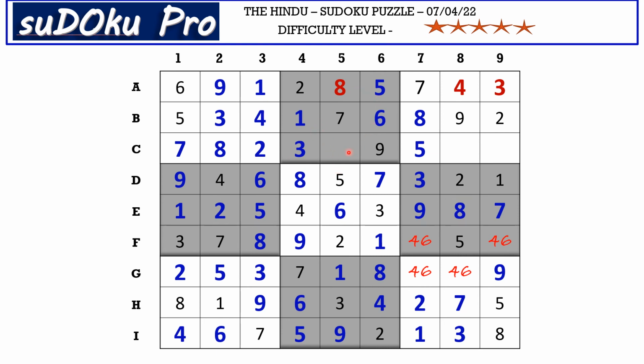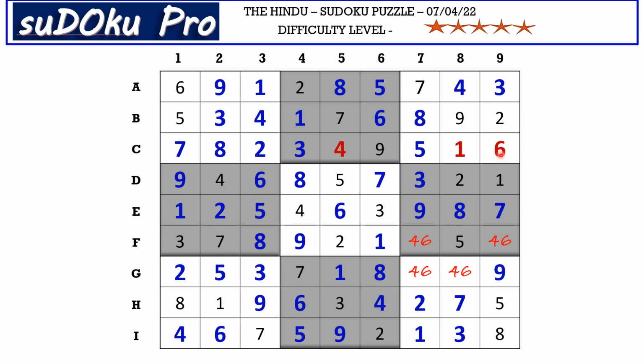Fine. Now in the second block the only missing number is 4, and in C row there are 2 empty cells and the missing numbers are 1 and 6. There is a 1 here, so C9 takes 6 and C8 takes 1.